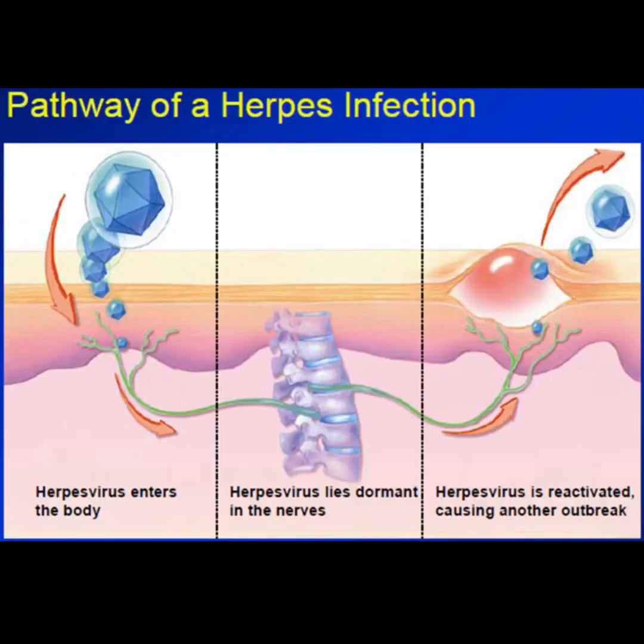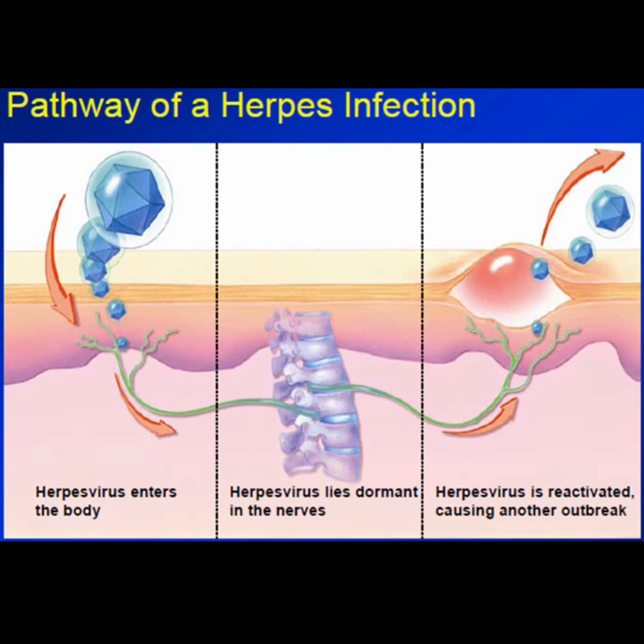When a person is exposed to HSV for the first time, it is called the primary infection. The primary infection occurs when the virus invades epithelial cells through a break in the skin. The virus then travels to the dorsal root ganglion by retrograde axonal transport. Upon reaching the dorsal root ganglion, the virus establishes lifelong latency.